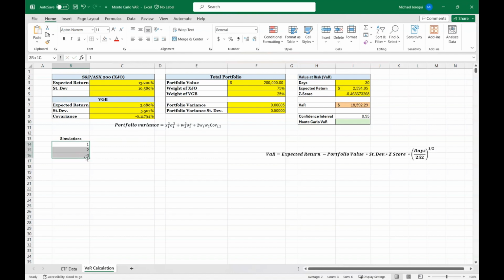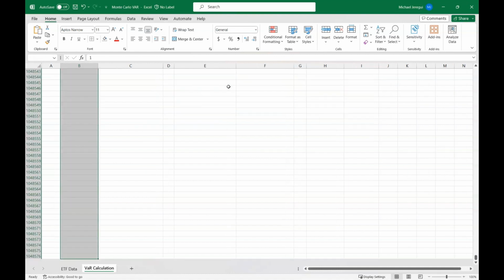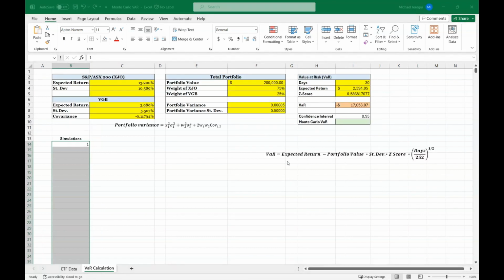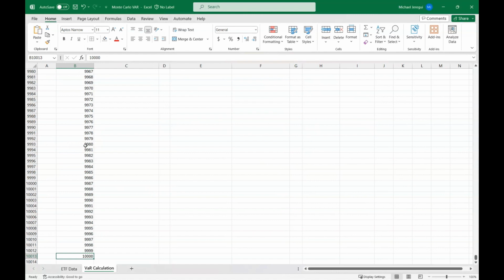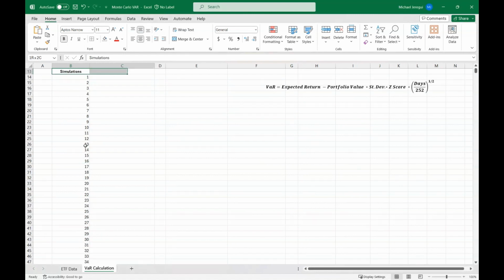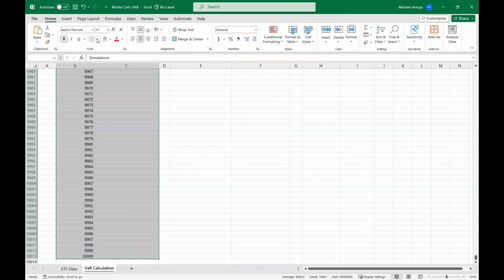Oh, before I forget, instead of just dragging it down like this to create 10,000, and it'll take a long time, we can just highlight the whole column and go here, click series, click columns, and go to stop value, which is 10,000. And this will create the 10,000 numbers for us without manually doing it. I'll quickly make this a little bit neater.